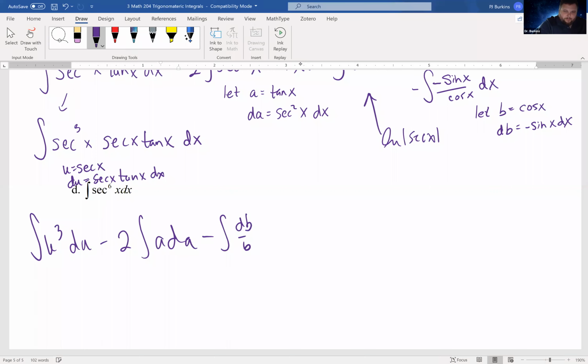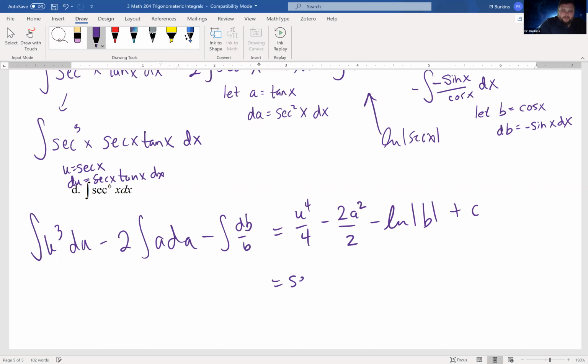All right, so what are all these integrals equal to? Well, this is u to the 4th over 4 minus 2a squared over 2. And dB over B is going to be natural log absolute B. Right, so we've got a lot of variables running around, but that's all right. We defined all of them.